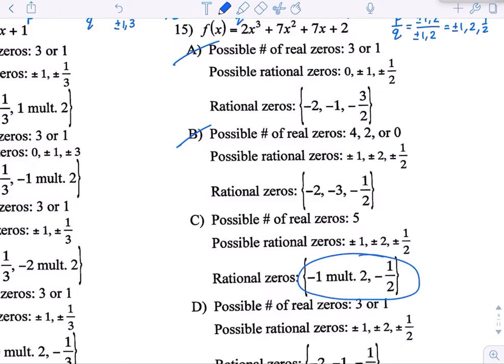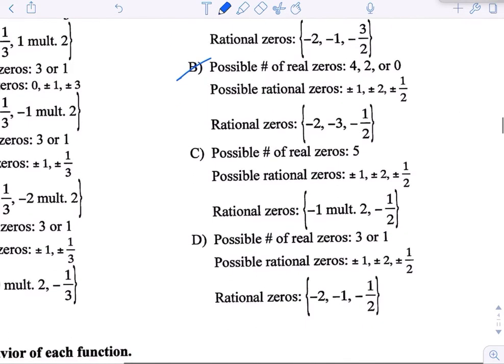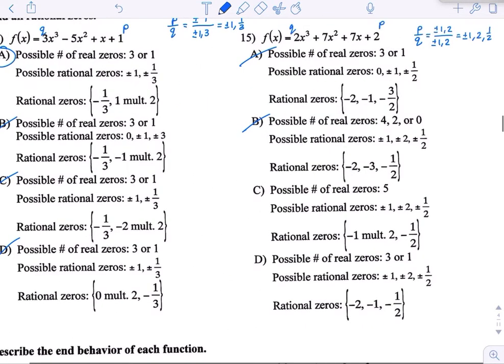Here it looks good. Negative 1 and a negative 1/2. Those are both in our list. And over here, sorry, you guys can't see the list anymore. All of these look good because all of those are in our P over Q list. So the only thing we have to look at is these, right? Our possible number of real zeros.